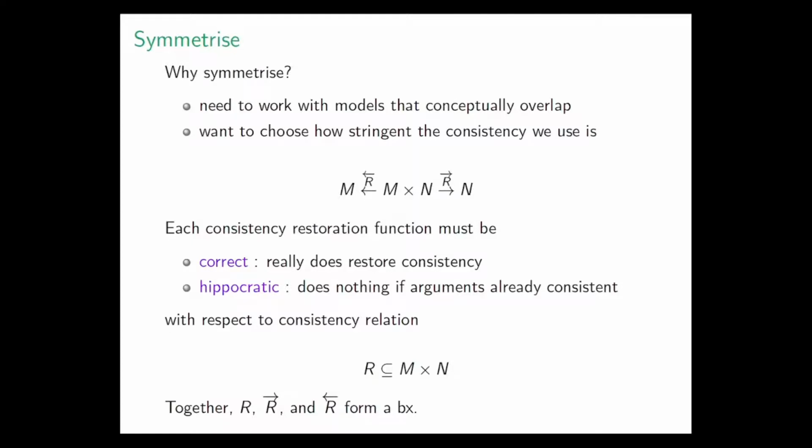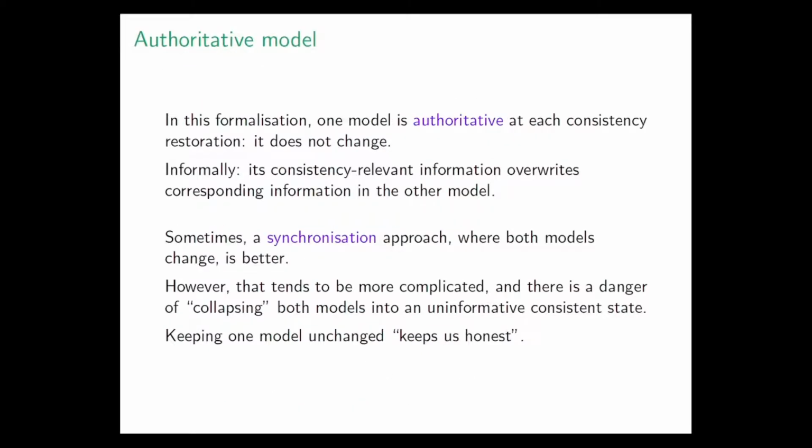So here's the notation that I'm going to use. I'm going to talk about having a consistency relation R and two consistency restoration functions, one to produce a model from each of the two model sets that we're going to start with. And I'm going to call the consistency restoration function correct if it really does restore consistency with respect to the given relation, and Hippocratic if it does nothing provided that the arguments are already consistent. And these three things between them form a bx.